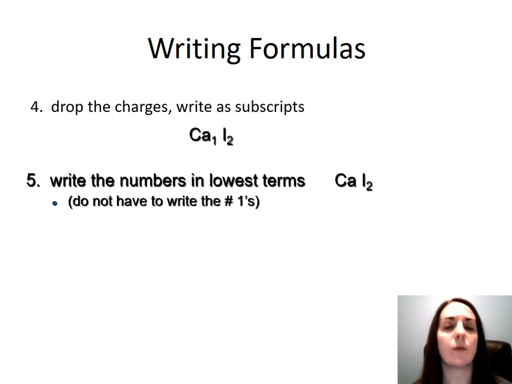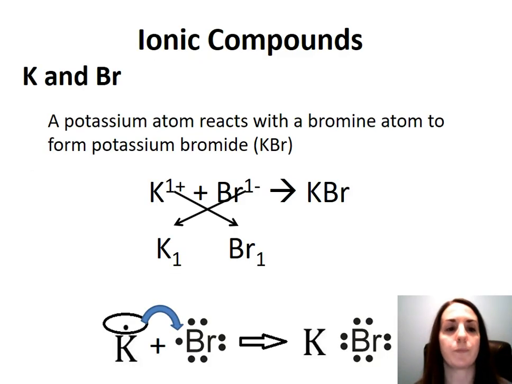One thing to remember is that we always have to put those numbers in lowest terms, and we never write the number 1 as a subscript. So my formula for calcium and iodine as they come together as an ionic compound is CaI2.